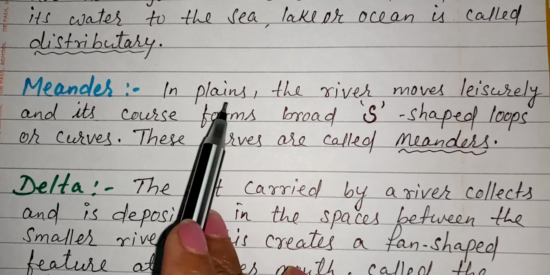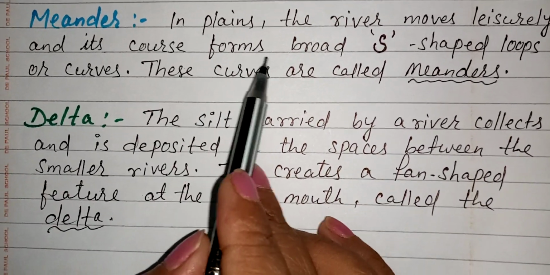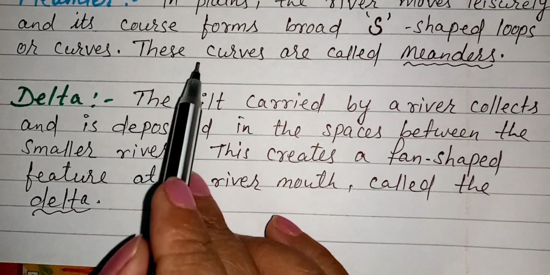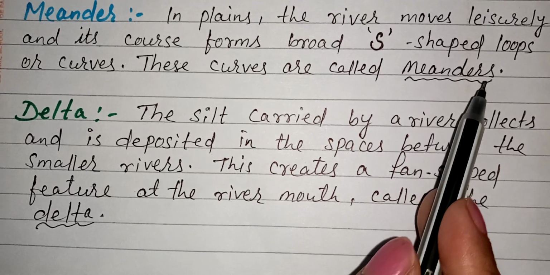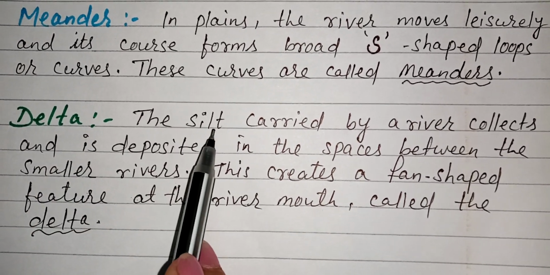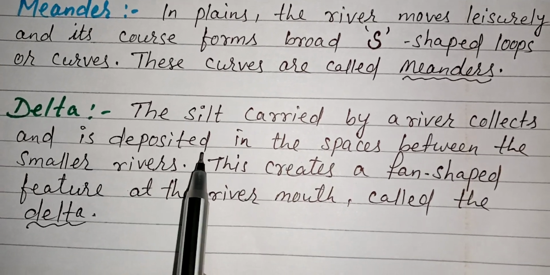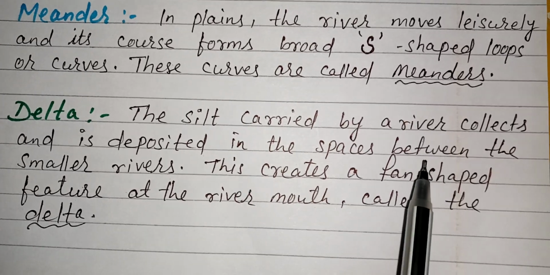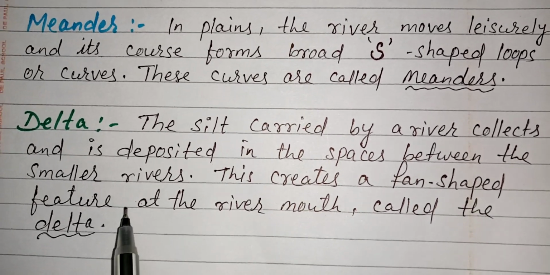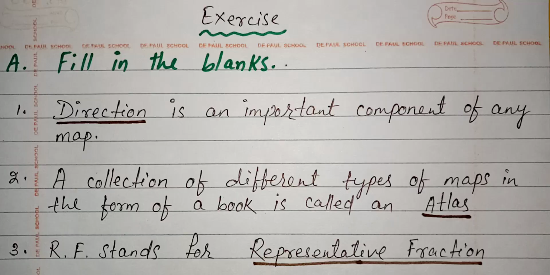Meander. In plains, the river moves leisurely and its course forms broad S-shaped loops or curves. These curves are called meanders. Next, delta. The silt carried by a river collects and is deposited in the spaces between the smaller rivers. This creates a fan-shaped feature at the river mouth that is called the delta.